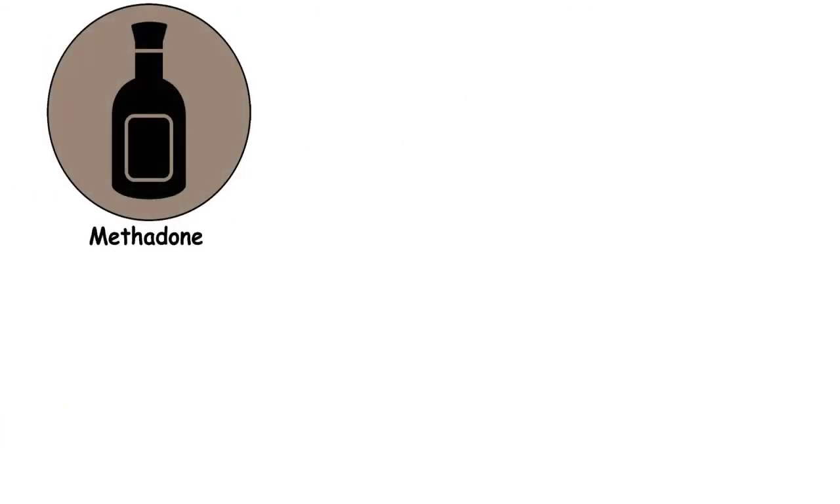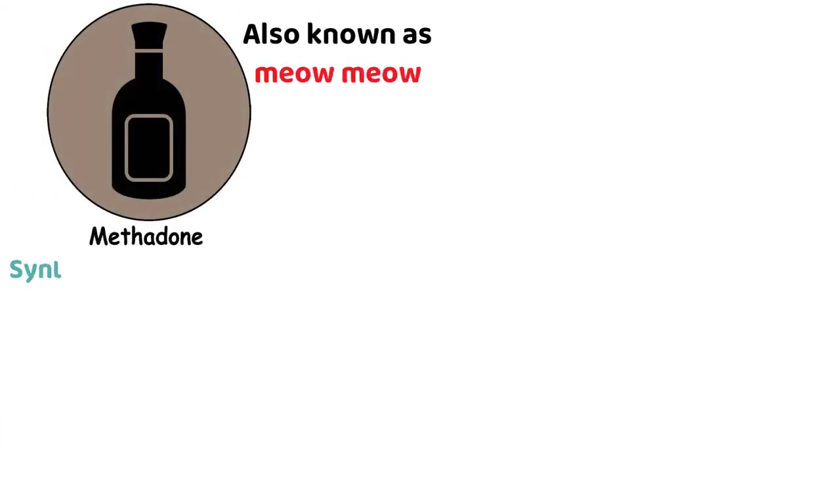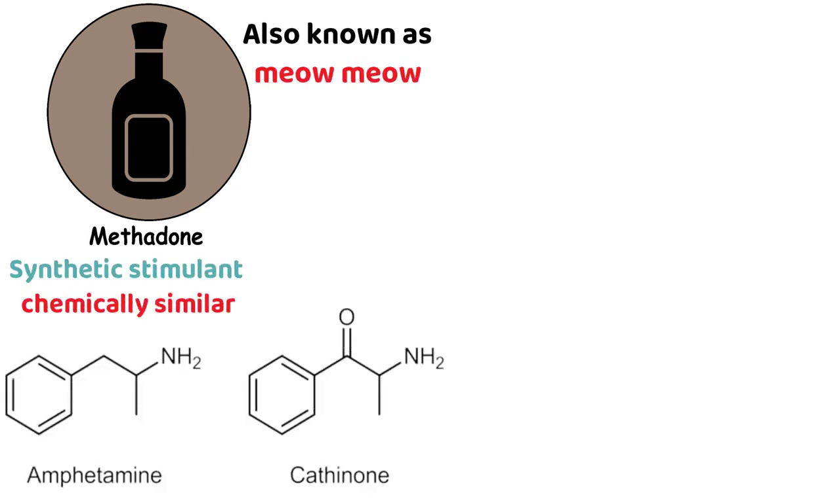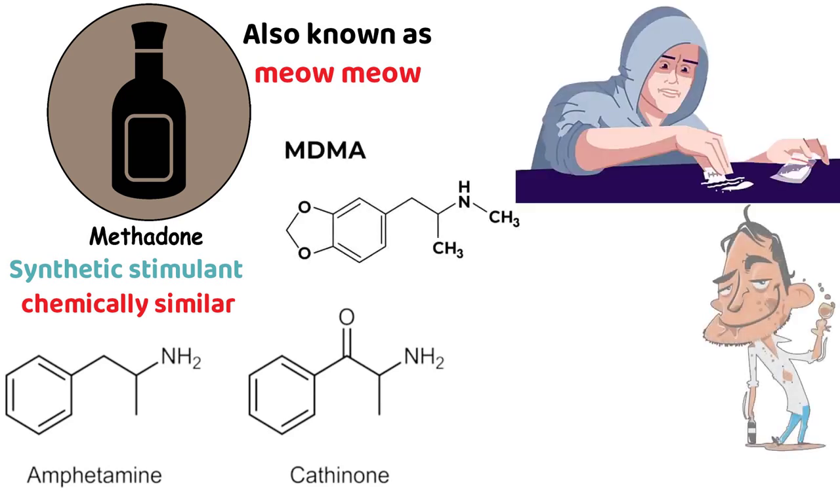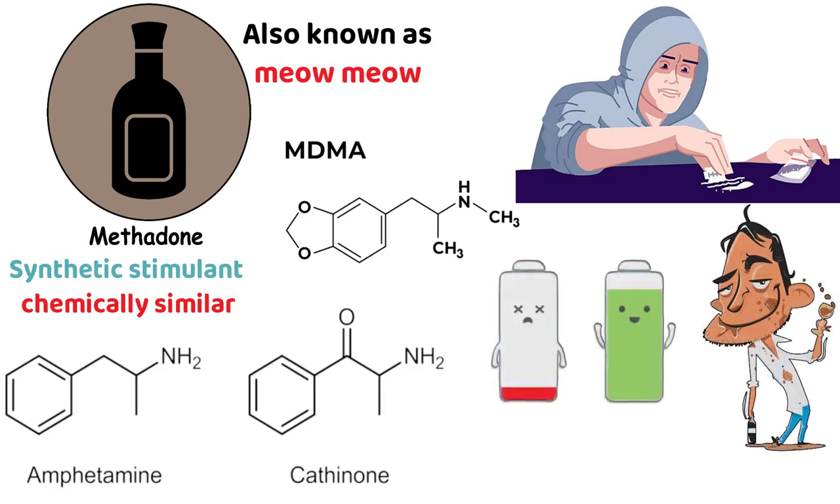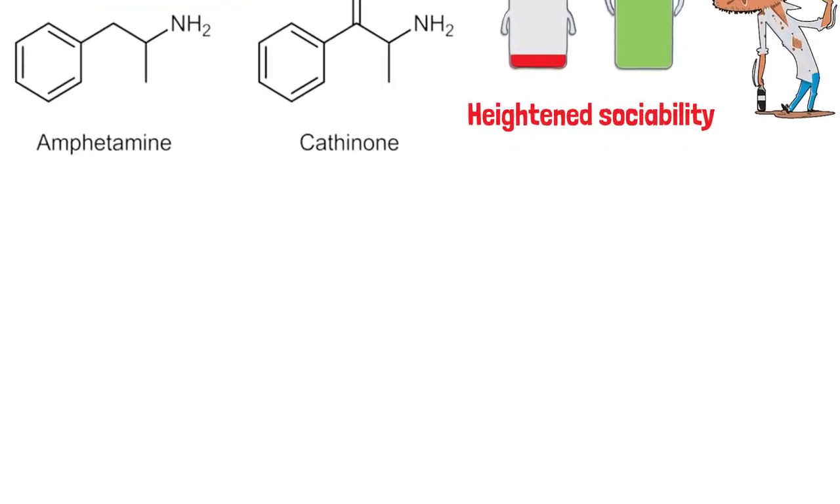Mephedrone. Mephedrone, also known as meow meow, is a synthetic stimulant chemically similar to amphetamines and cathinone. It can produce effects similar to MDMA and cocaine, including euphoria, increased energy, and heightened sociability.